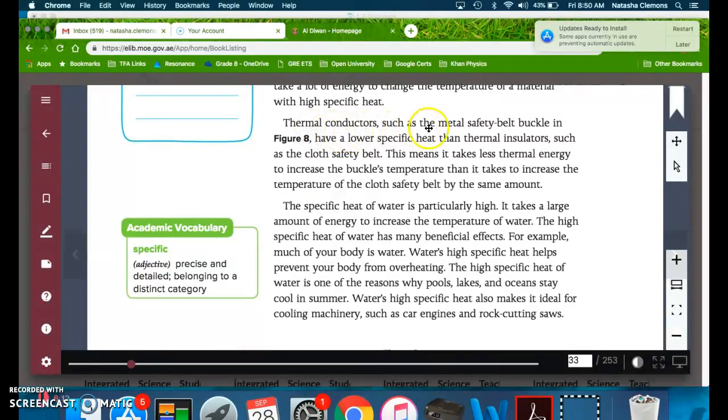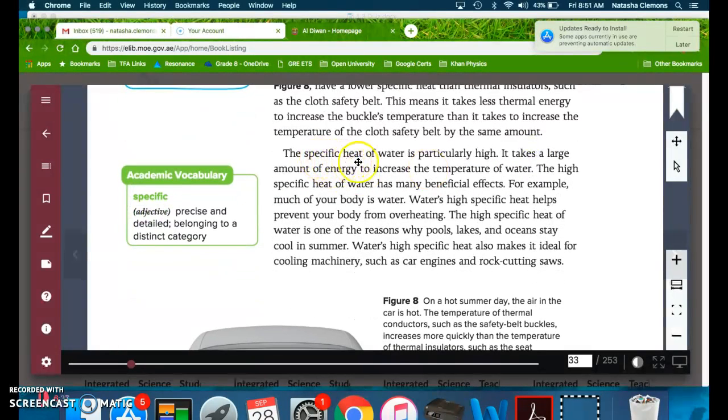Thermal conductors such as the metal safety buckle in Figure 8 have a lower specific heat than thermal insulators such as the cloth safety belt. This means it takes less thermal energy to increase the buckle's temperature than it takes to increase the temperature of the cloth safety belt by the same amount. The specific heat of water is particularly high. It takes a large amount of energy to increase the temperature of water.